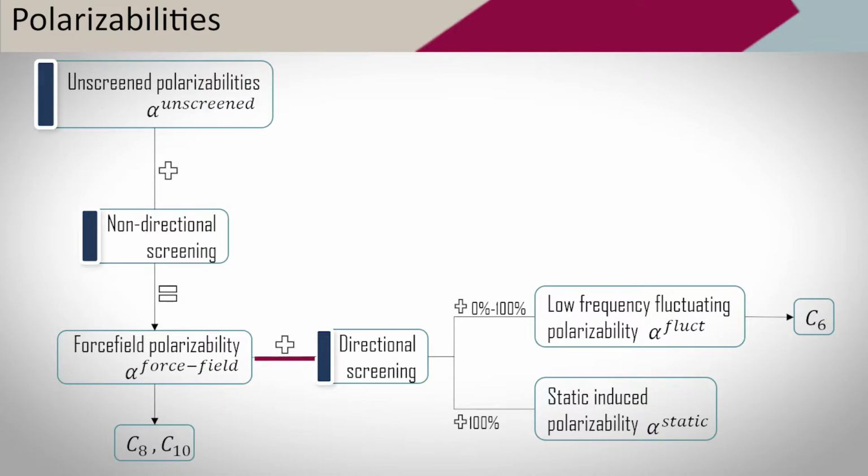Then, the directional screening accounts for the non-isotropic terms of the dipole-dipole interaction tensor. If dipoles among atoms in a material are lined up, they will amplify each other, resulting in a higher polarizability. On the other hand, if the dipoles among the atoms are perpendicular, they will depress each other, resulting in lower polarizability. When 100% of directional screening is added to the force field polarizability, the result is the static induced polarizability. If instead, directional alignment is present for nearby atoms but lost over large distances, the result is a low-frequency fluctuating polarizability. The latter is then used to calculate the C6 dispersion coefficient.